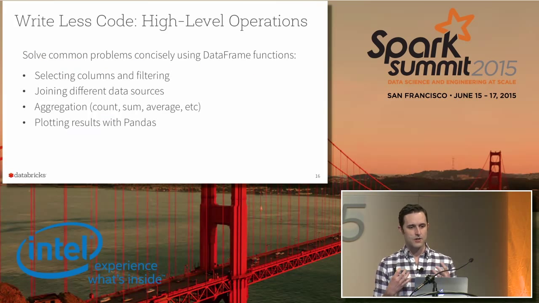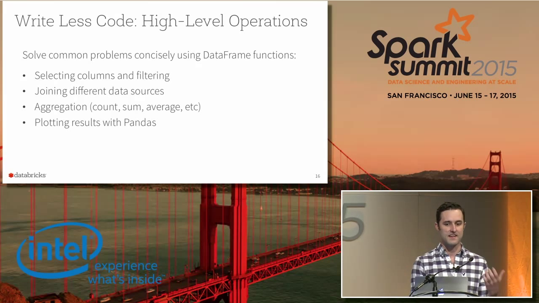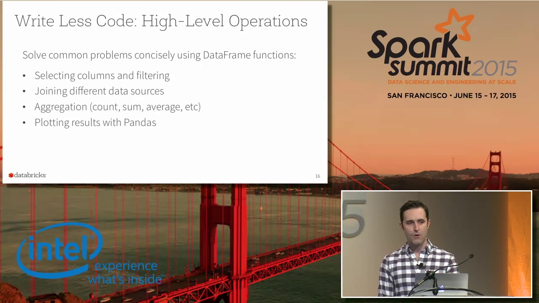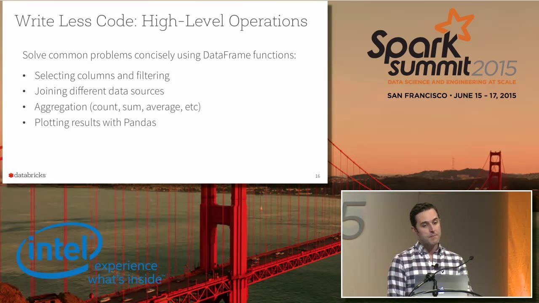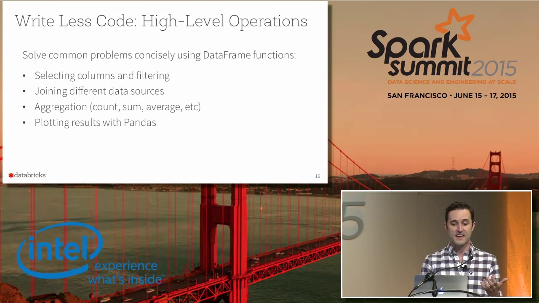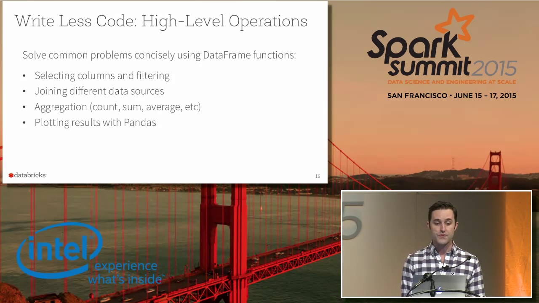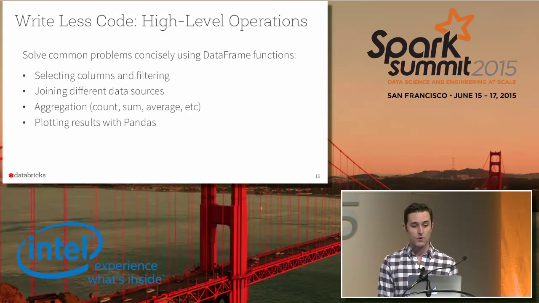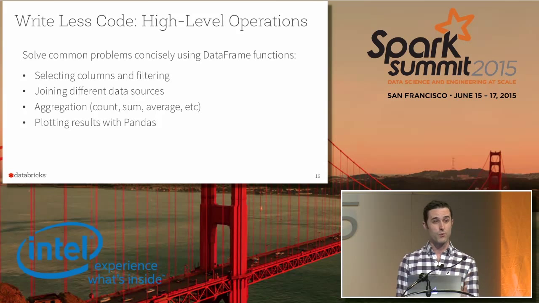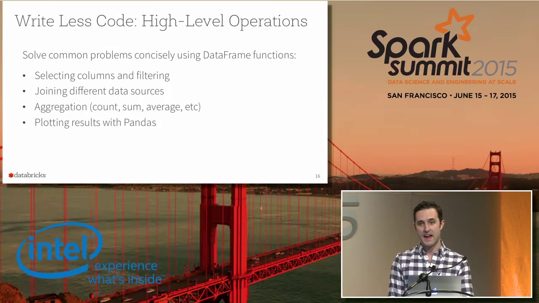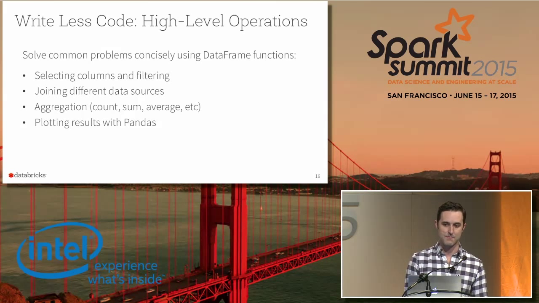Once you've got the data loaded in, the next thing you need to do is actually do some operations on it. This is where the high-level, powerful operations that DataFrames provide make writing your Spark programs easier. Like I said, you can select columns, you can do filtering, you can join with other data sources, you can do common aggregations: counting, summing, averaging. We even have window functions now as well. And then finally, once you get the results down to a small size, you can plot with pandas or R or any of these other plotting libraries.